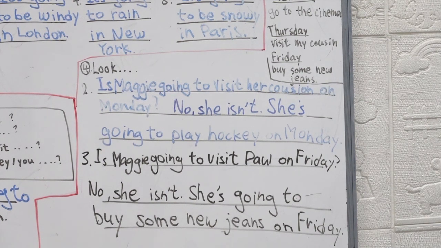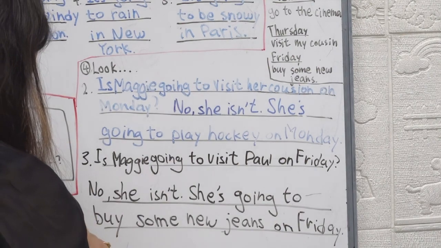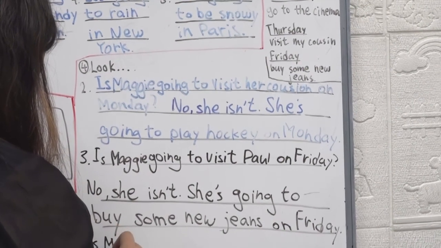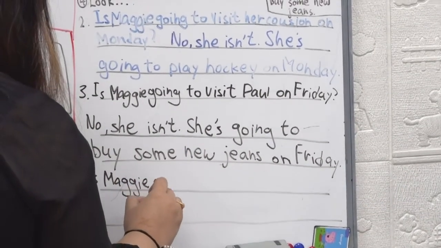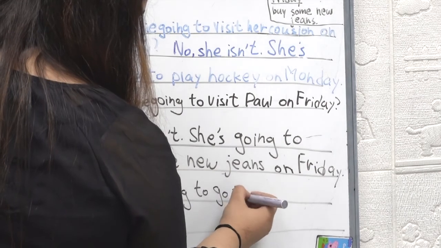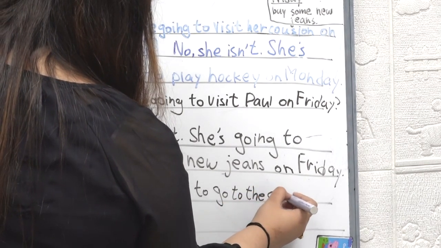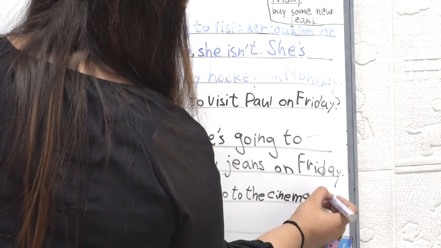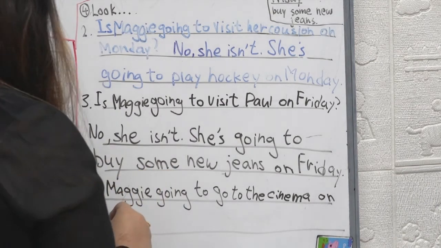Number 4, you will see the words go to the cinema Thursday. So how do we make a question using these words? Is Maggie going to go to the cinema on Thursday? Right, this is how we ask. So 4: Is Maggie going to go to the cinema on Thursday?